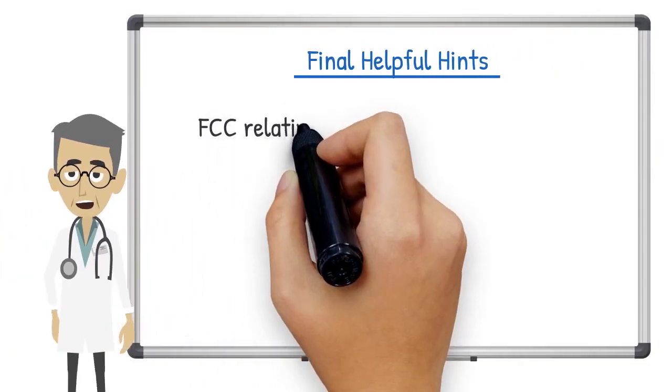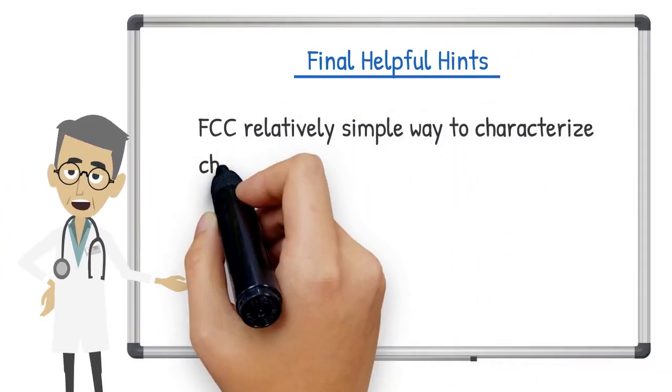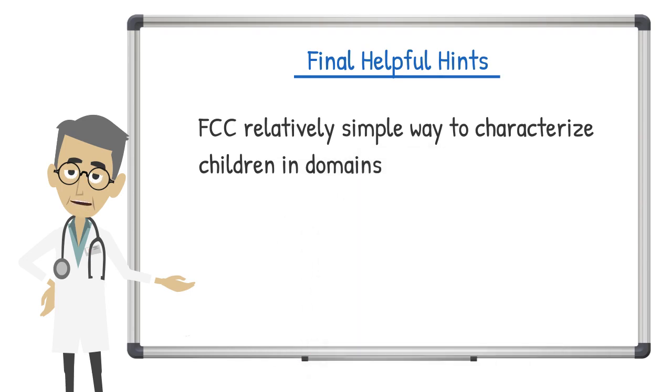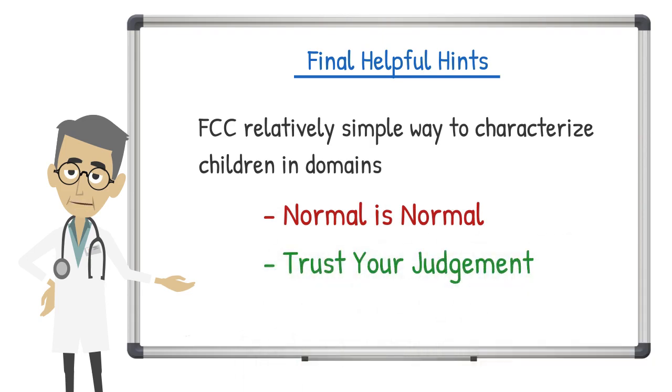The FSS is a relatively quick and simple way to characterize the functioning of children in specific domains. Two points to sum up this brief introduction. First, remember that normal is normal. And second, trust yourself. You know children. Use your judgment to assign their functioning to the most appropriate category.